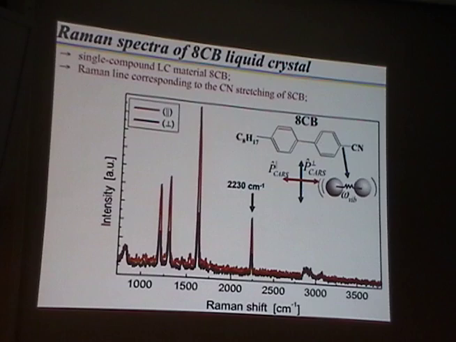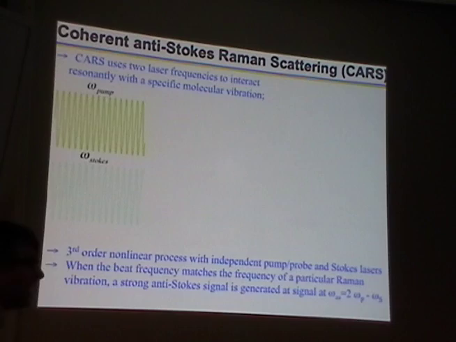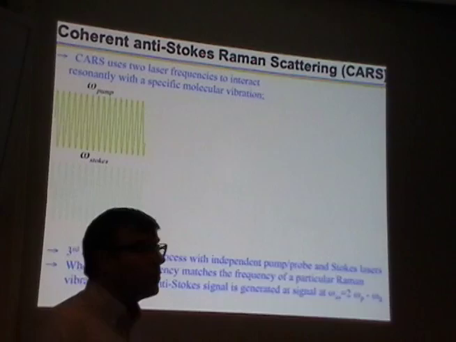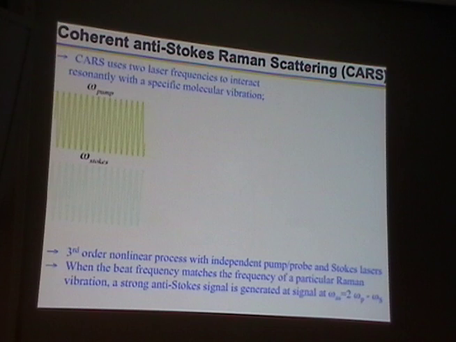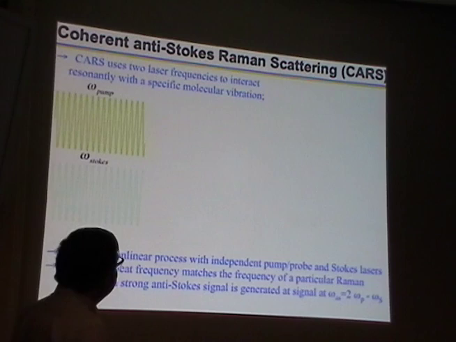But as I already mentioned, the signals are inherently very weak, so we cannot easily use conventional Raman scattering for three-dimensional imaging purposes. Otherwise, it's a very long process to collect those three-dimensional images, and we don't have inherent three-dimensional resolution. Instead, we therefore will use not spontaneous Raman scattering, but stimulated Raman scattering process, and we will use two different stimulated Raman scattering techniques. The first one of them is coherent anti-Stokes Raman scattering, or CARS for short.